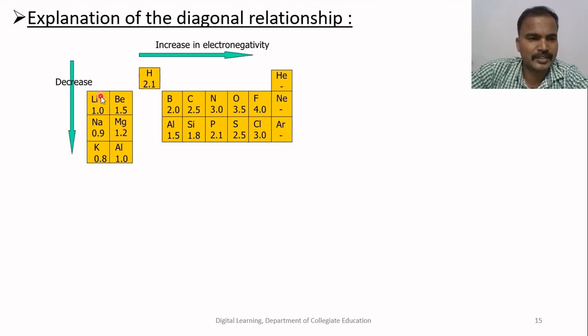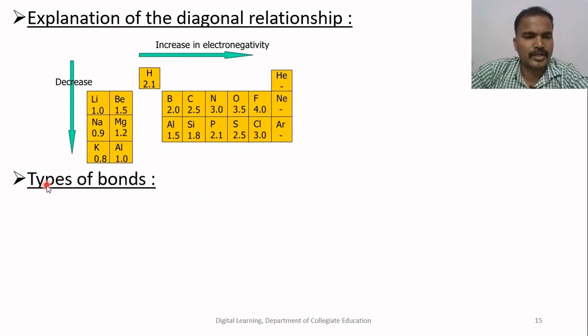So consider the diagonally opposite elements like lithium and magnesium. Their electronegativity values are 1.0 and 1.2. If you consider beryllium and aluminium, which are diagonally opposite to one another, their electronegativity values are 1.5 and 1.5. That means to say, when we move diagonally, the electronegativity value remains almost the same. As a result of this, they show similar chemical properties.